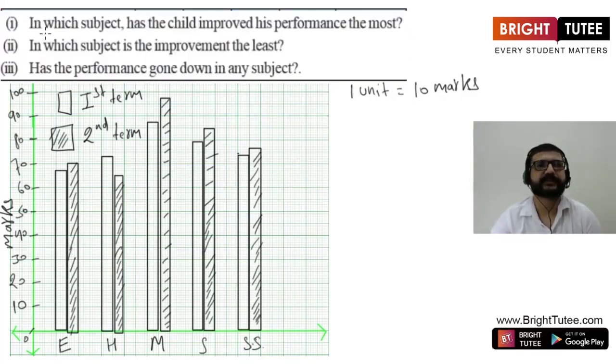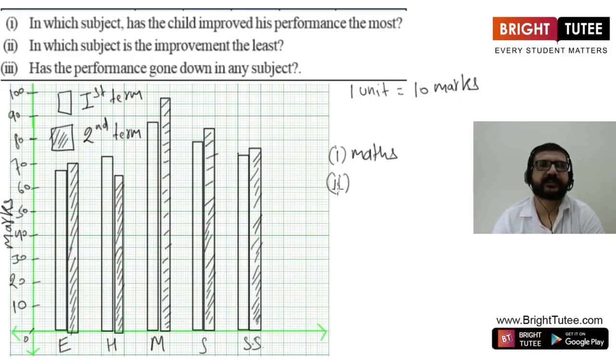The first question is, in which subject has the child improved his performance the most? Now as we can see from the bar graph, the difference between the heights of the non-shaded bar and the shaded bar is maximum for maths. So the answer for the first question will be maths.